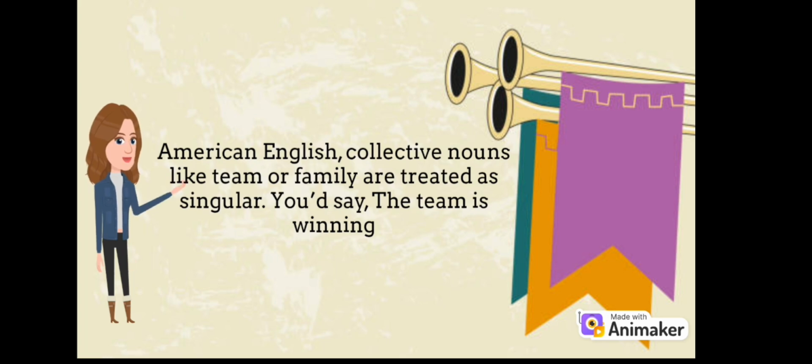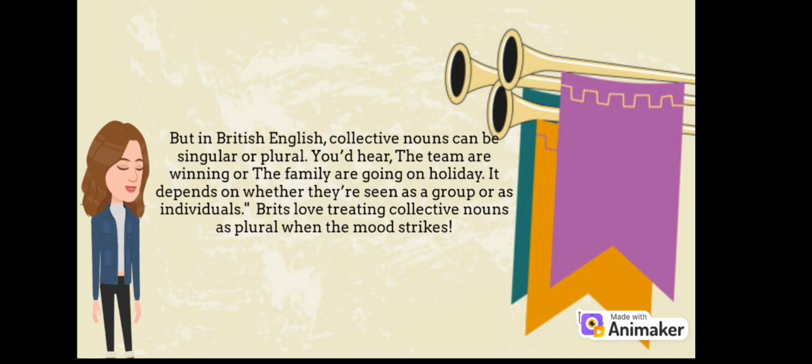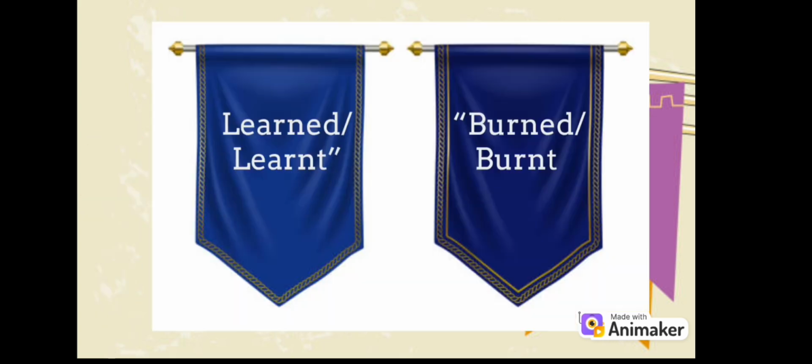Here's a fun one: collective nouns. In American English, collective nouns like team or family are treated as singular. You'd say, "the team is winning." But in British English, collective nouns can be singular or plural. You'd hear, "the team are winning" or "the family are going on holiday." It depends on whether they're seen as a group or as individuals. Brits love treating collective nouns as plural when the mood strikes.